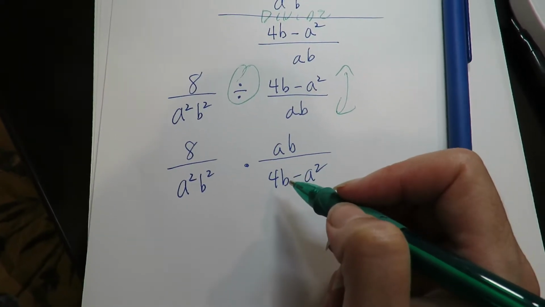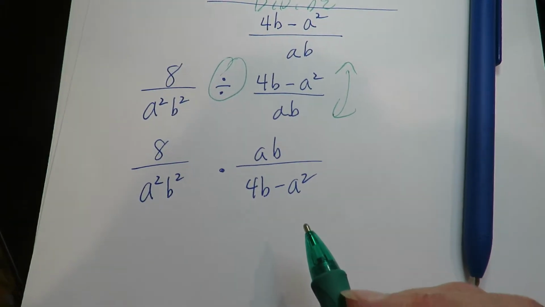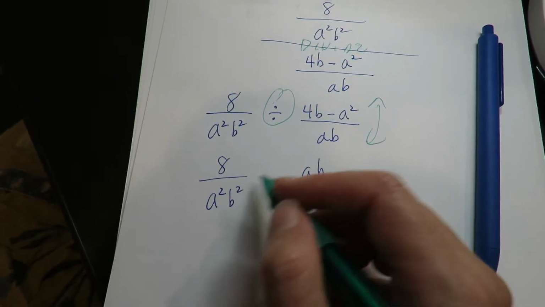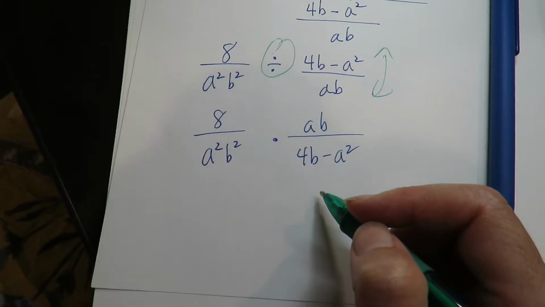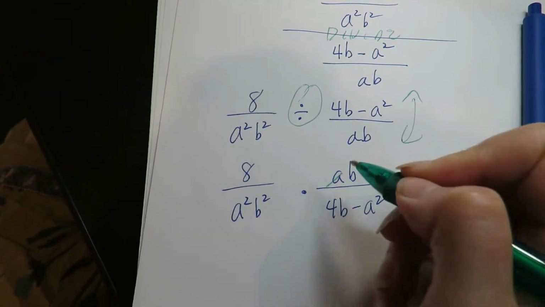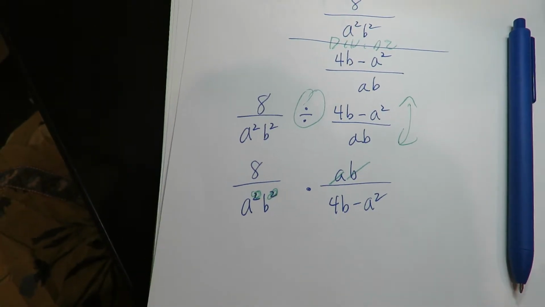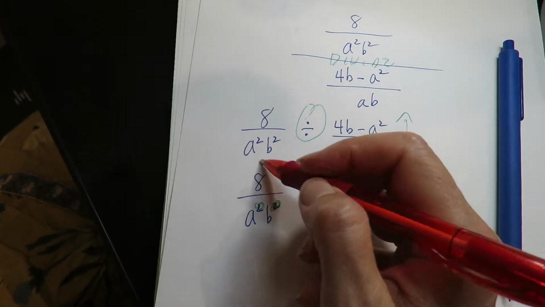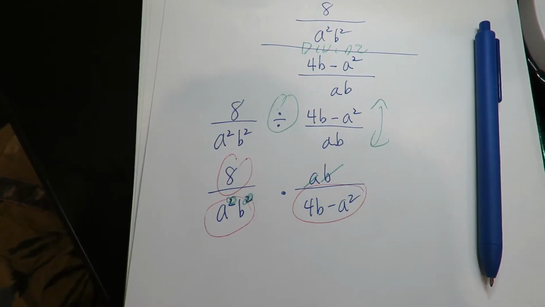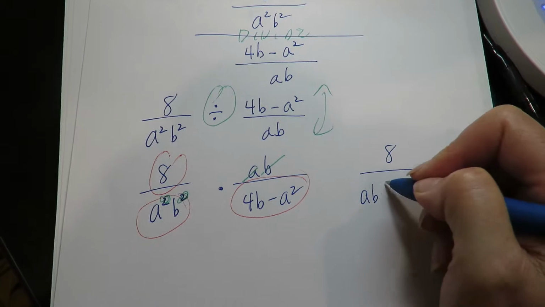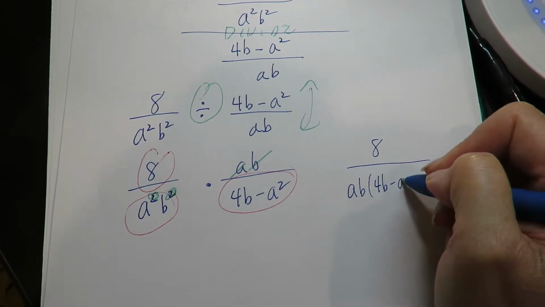If you saw me pause there, what my brain just did is I was like, can I factor this? And can I factor anything here? And my brain said no. So now I'm just going to reduce. So I'm going to take 1a with 1a, 1b with 1b, and then we're left with all this stuff. We're left with this, this, and this. So it's 8 over ab times 4b minus a squared.